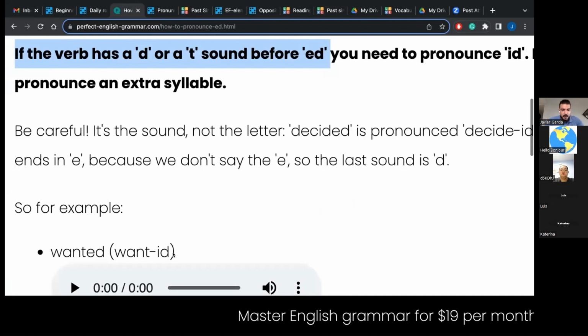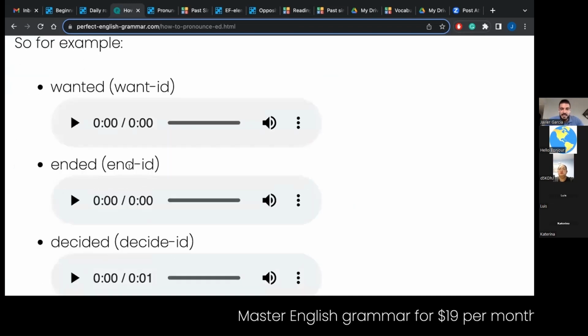So now let's say that it has the D at the end, like this, end. End would be the present tense verb. So here, how are we going to pronounce it? Ended, like the ID, ended. We're going to be writing it like this, but we're going to be pronouncing it like this.